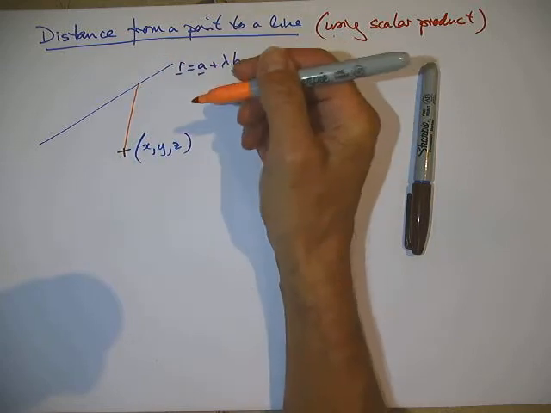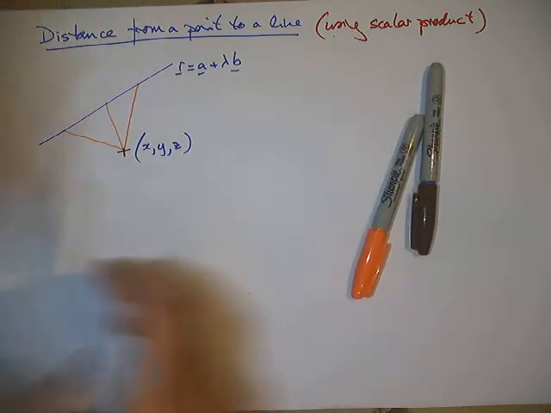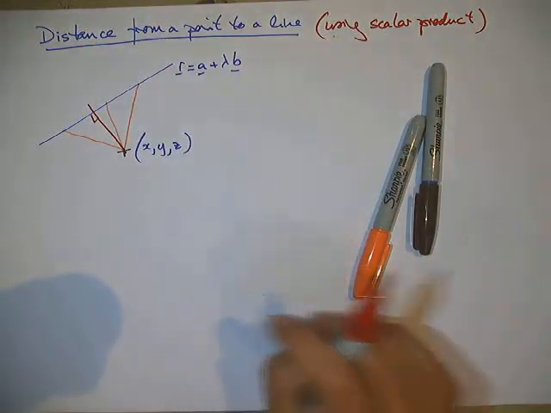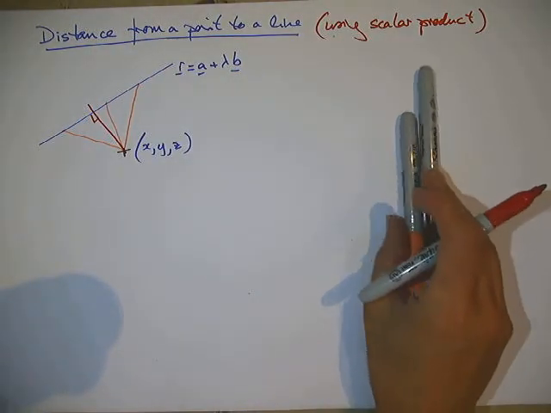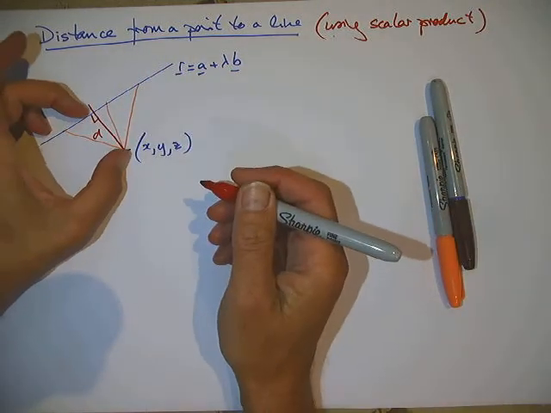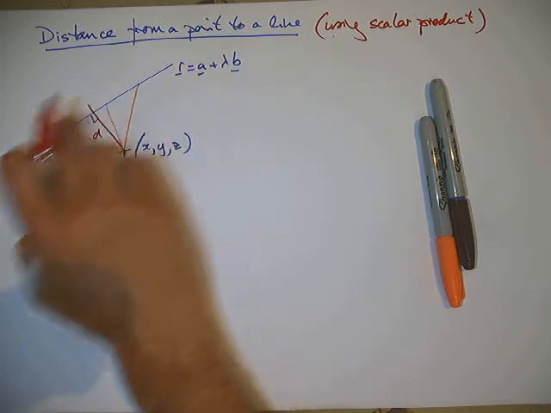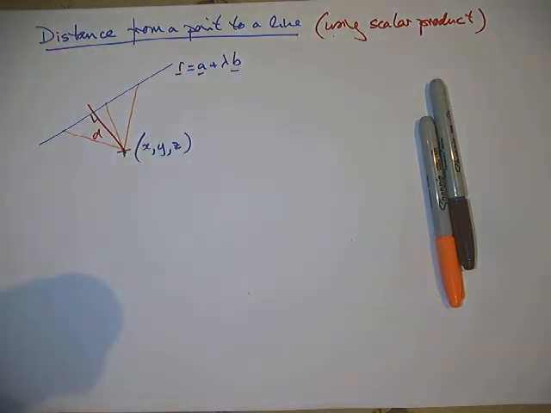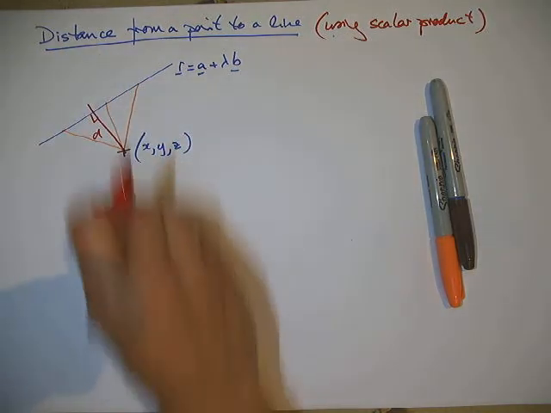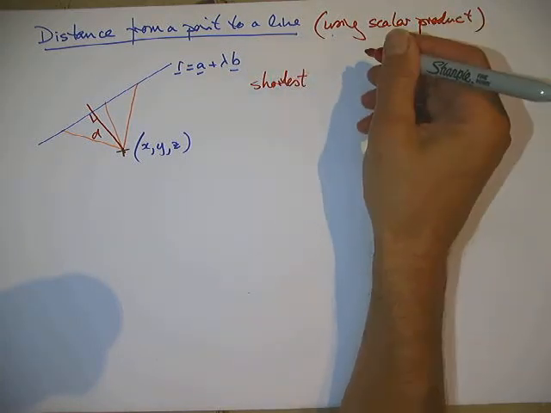If we want the shortest distance of that point from that line, we could say that's the distance, that's the distance, that's the distance. But the shortest distance is going to be when that is at right angles. So the shortest distance we're looking for is when the line connecting the point to this line is perpendicular. We're going to make use of the fact that the shortest distance is the perpendicular distance in order to use the scalar product.